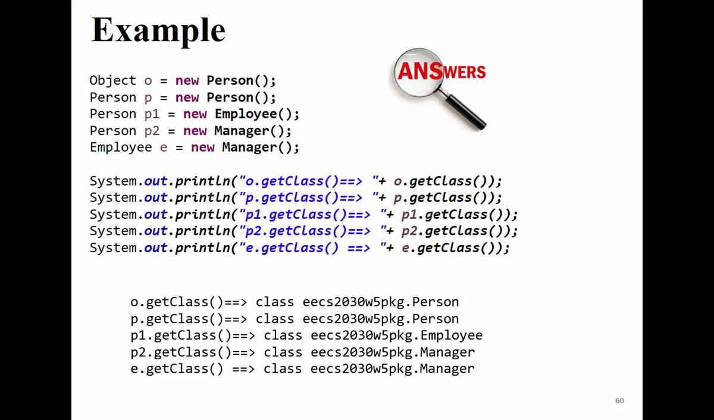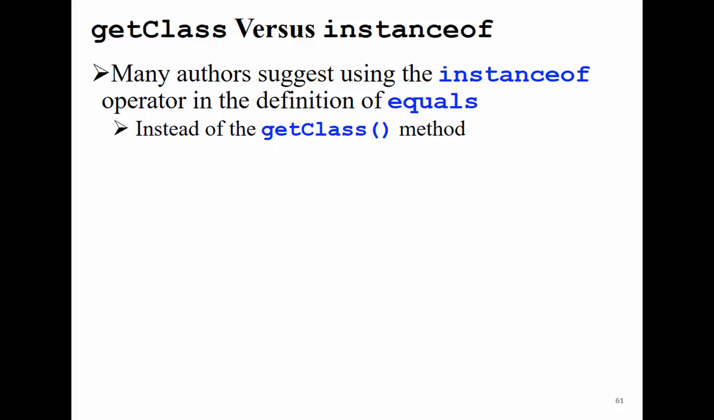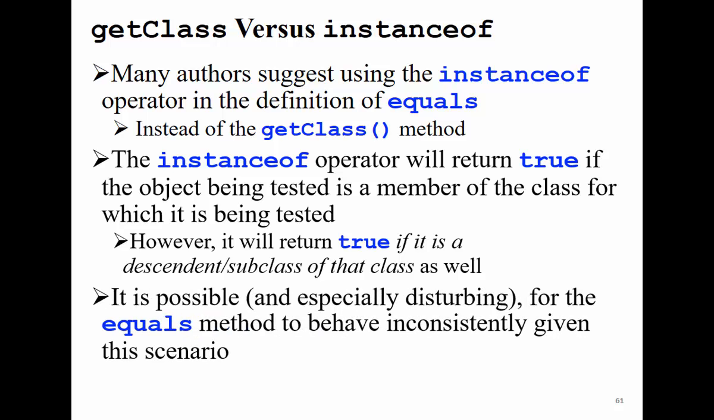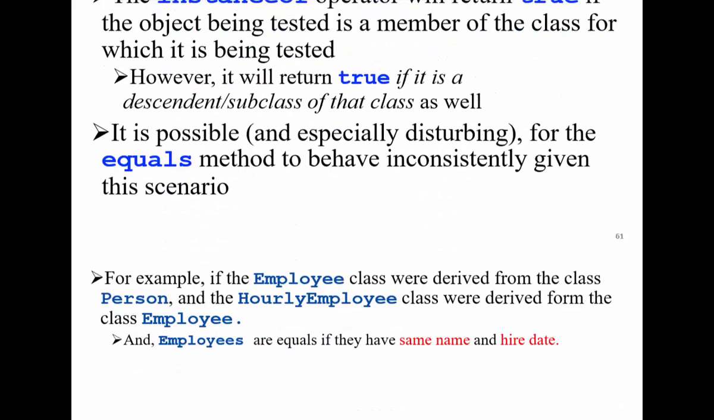Did you see the difference between instanceof and getClass? Using instanceof with the equals method is not good, because it will give you true for all the superclass and all subtypes or subclasses of the superclass. But getClass will give you the actual class that is used when you are using the new operator.